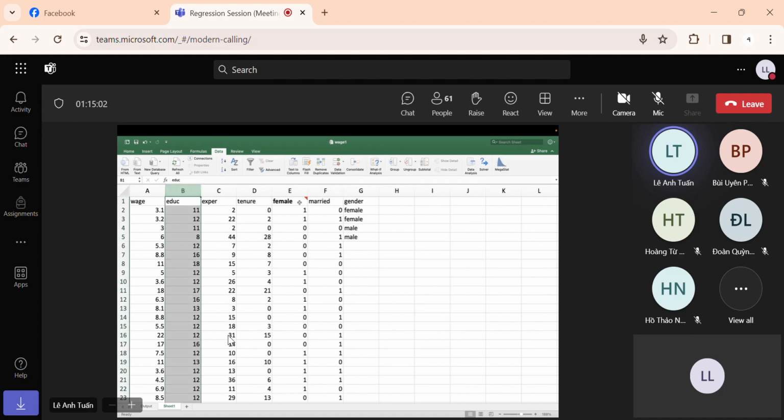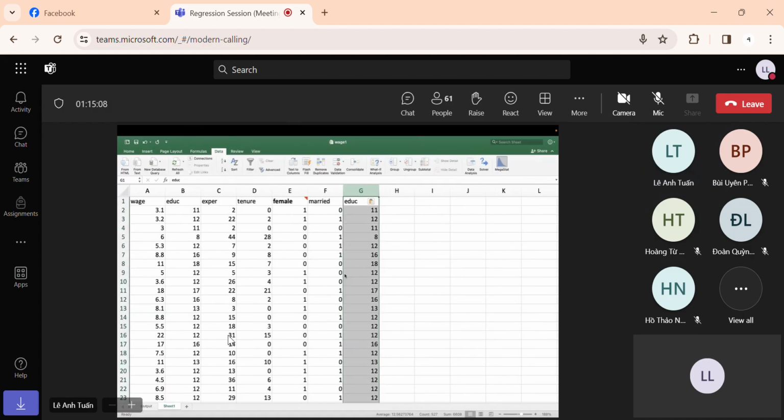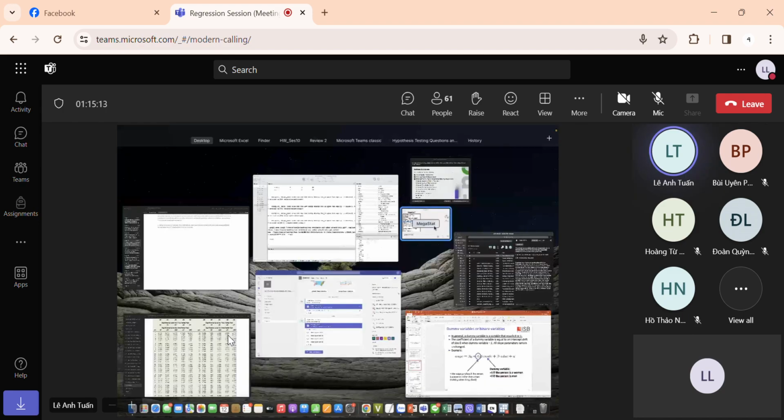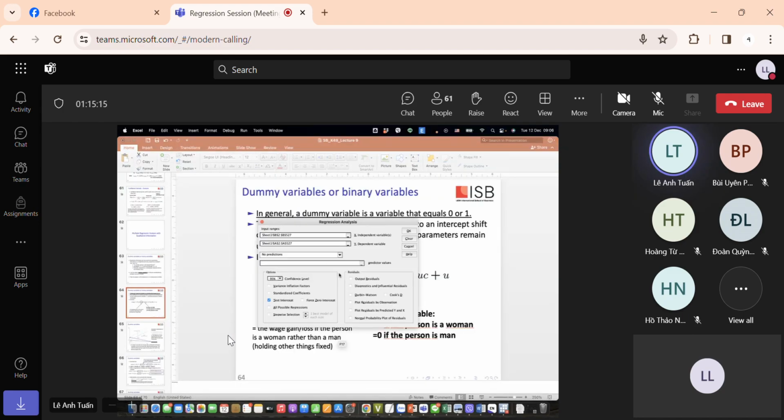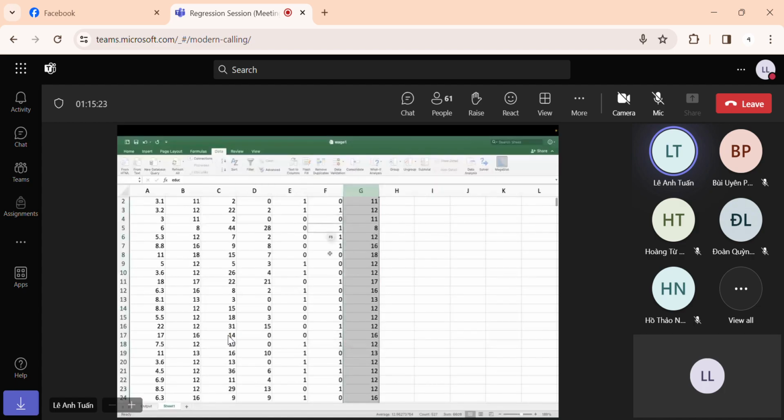For example, we have the education regression. The dependent variable is still wage, but now we have the independent variables. I choose education and marriage.